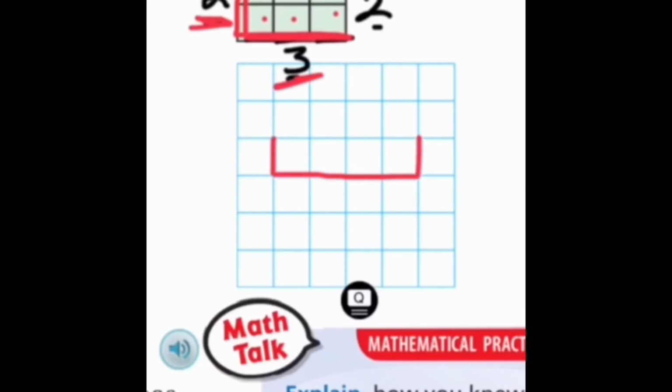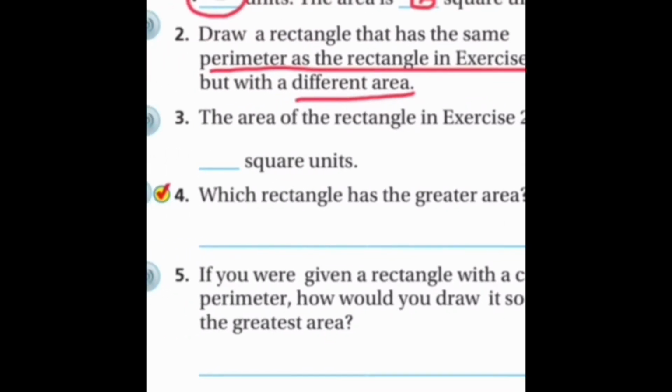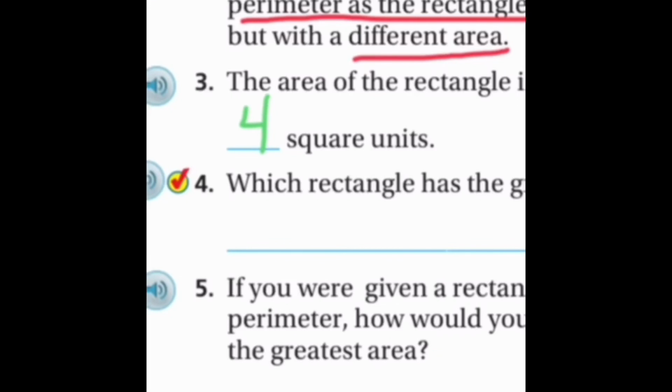So I have 1 by 4. That's 5. 1 and 4 is 5 more. That is a perimeter of 10. My area here is 1 times 4, which equals 4. The area of the rectangle in exercise 2 is 4 square units.